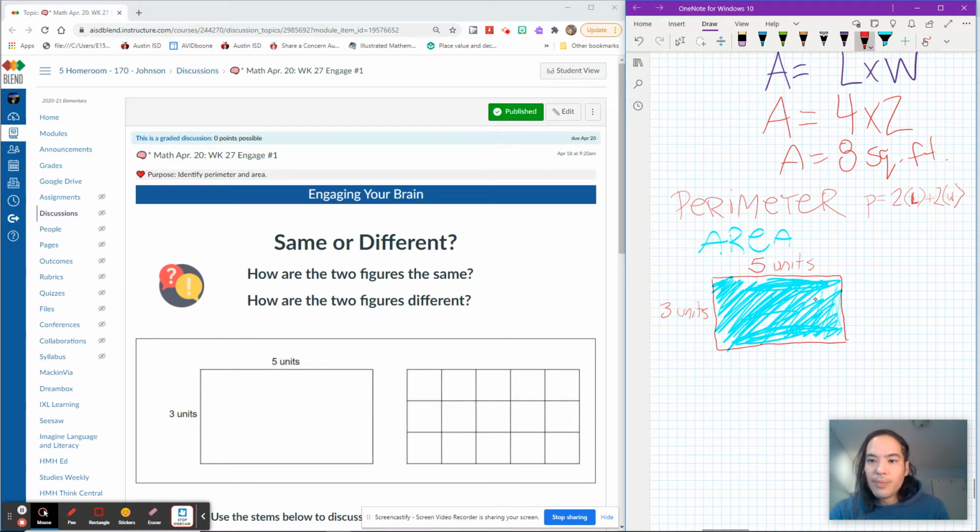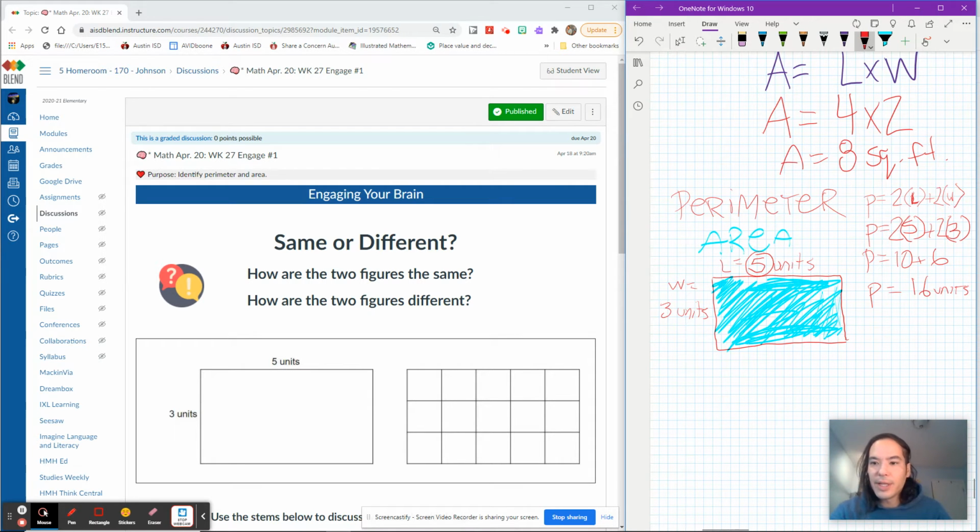Basically all we have to do is say perimeter is equal to 2, and then we plug in whatever our L is. L is our length, and width is going to be 3 units. So our length is 5 plus 2, and then our width is 3. So now we're looking at perimeter is equal to 2 times 5 plus 2 times 3. So perimeter is equal to 10 plus 6. Our perimeter is equal to 16 units.